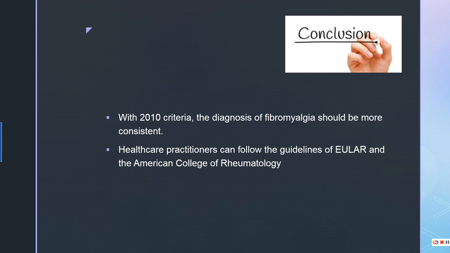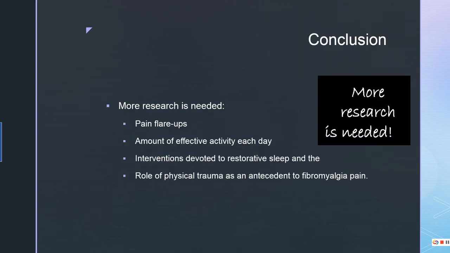With the 2010 criteria, the diagnosis of fibromyalgia should be more consistent. Healthcare practitioners can follow the guidelines of EULAR and the American College of Rheumatology to individualize the symptom management for the fibromyalgia patient. Yet, more research is needed in the area of what prompts a pain flare-up, the amount of effective activity that an individual should engage in each day without an escalation of pain, interventions devoted to restorative sleep, and the role of physical trauma as an antecedent to fibromyalgia pain.